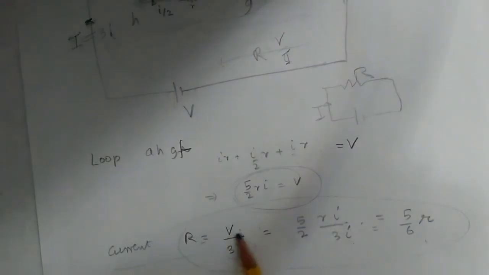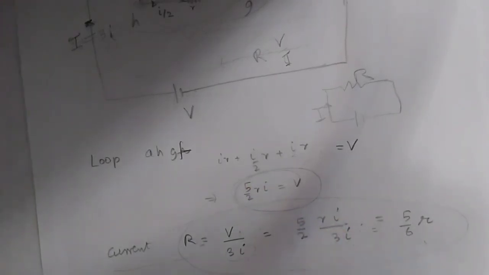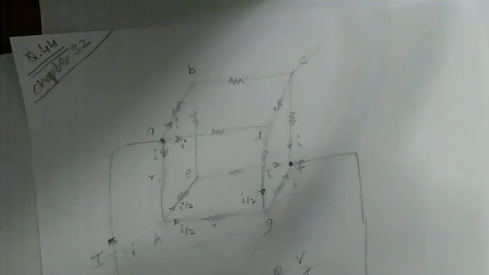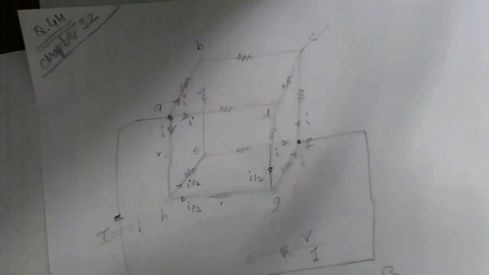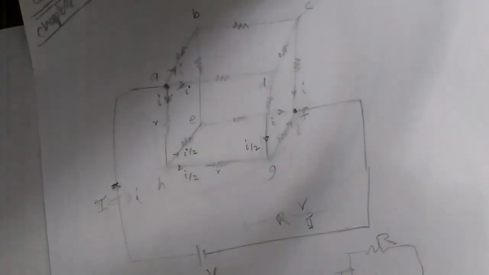Now we know that we have already expressed this V in terms of R and I. We can write 5 by 2 RI divided by 3I. I cancels, so we have 5 by 6 R. That's the whole solution of this problem. Any problem like this, you need to exploit the symmetry and distribute the currents and find the net current flowing through this, and express the resistance as the ratio of the voltage divided by the total current flowing through it, and then use those symmetries to solve the problem.